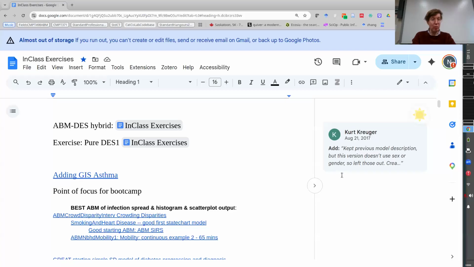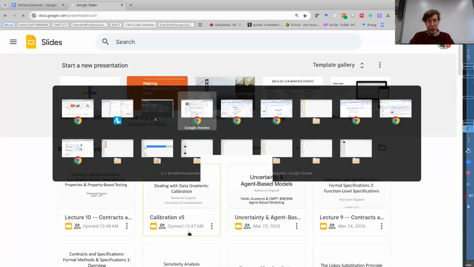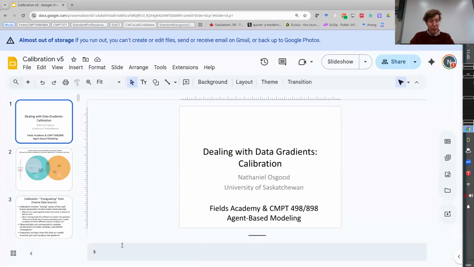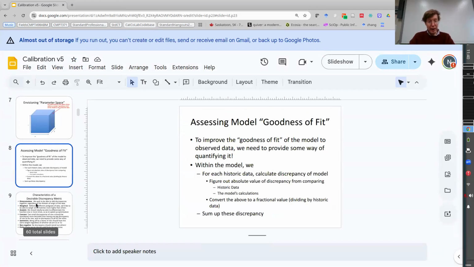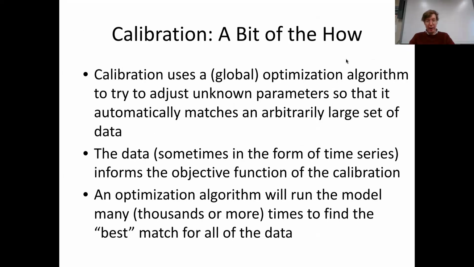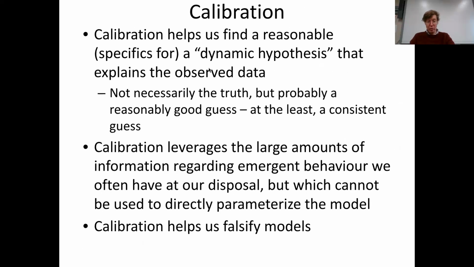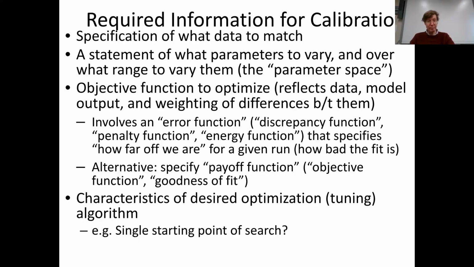Those here will recall from our discussion yesterday, and I should actually have it up here, that in calibration we are seeking to adjust less well-known model parameters to best match observed data. We've just looked at our observed data. We will be tuning less well-known parameters to match said data. We specified the data to match.